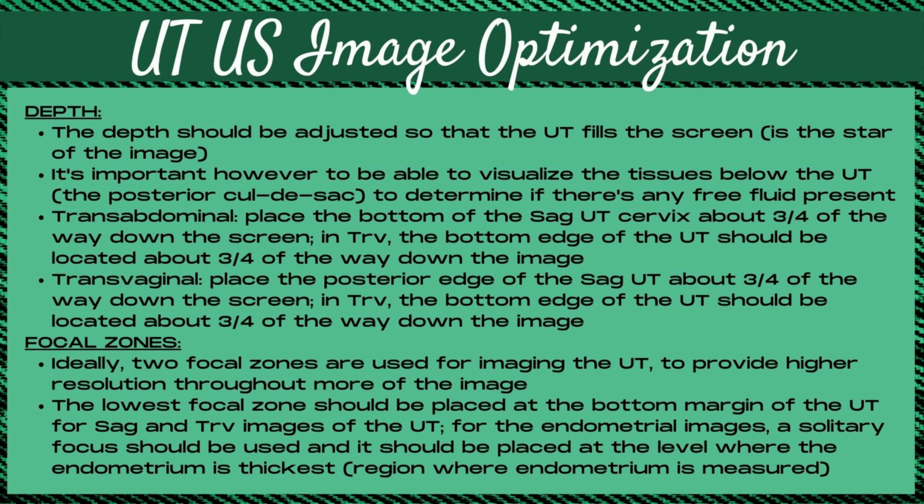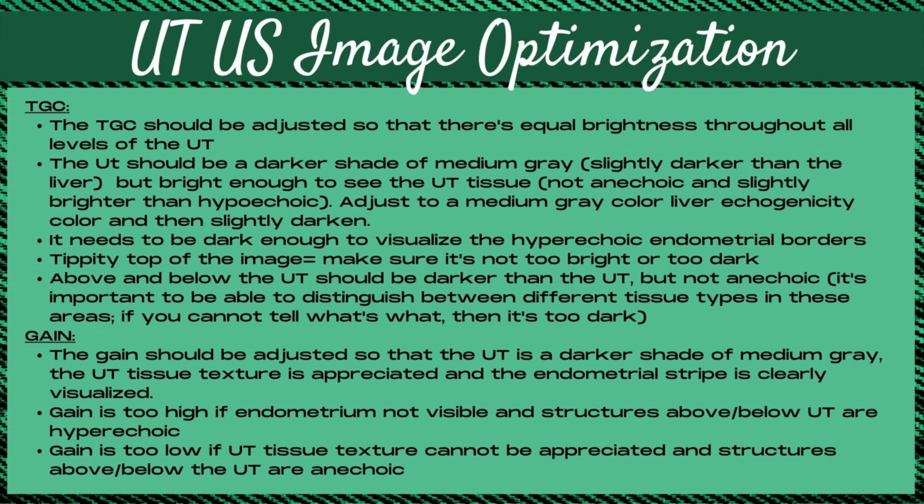To optimize the TGC, it should be adjusted so that there's equal brightness throughout all levels of the uterus. The uterus should be a darker shade of medium gray, slightly darker than the liver echo texture, but bright enough to see the uterine tissue, so not anechoic, and slightly brighter than hypoechoic.